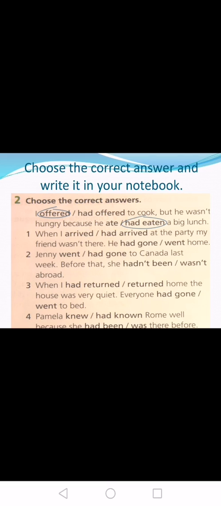Yes, the example has been done for you. I offered or had offered to cook, but he wasn't hungry because he ate or had eaten a big lunch. I offered to cook, but he wasn't hungry because he had eaten a big lunch. Well, what do you think the answer of the next sentence?